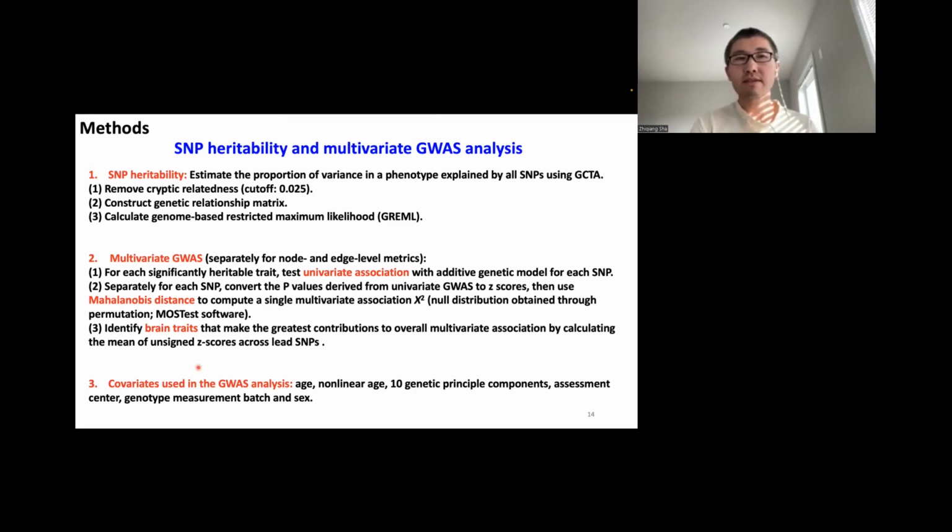And in this genetic analysis, we also included a set of covariates to control for the confounding factors. So these covariates include age, non-linear age, and genetic components, as well as the center, genome batch, and sex.